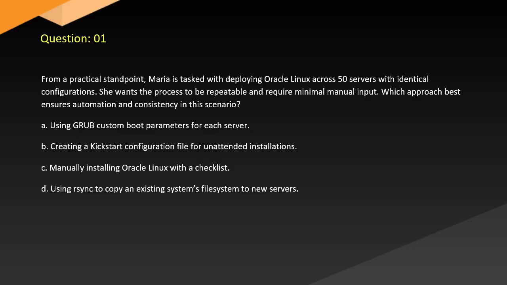A. Using GRUB custom boot parameters for each server. B. Creating a Kickstart configuration file for unattended installations. C. Manually installing Oracle Linux with a checklist. D. Using rsync to copy an existing system's file system to new servers.